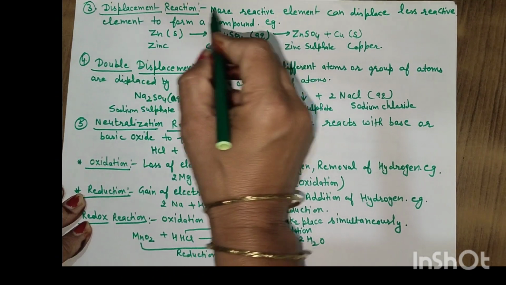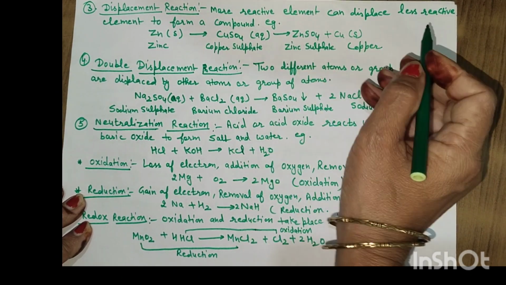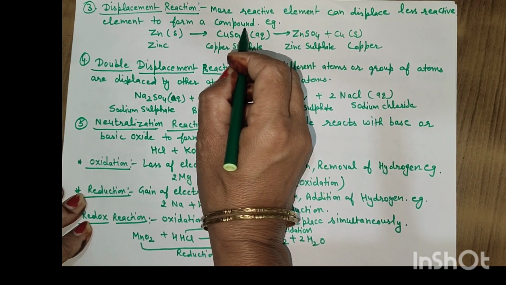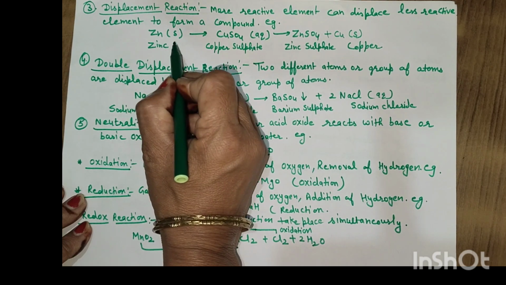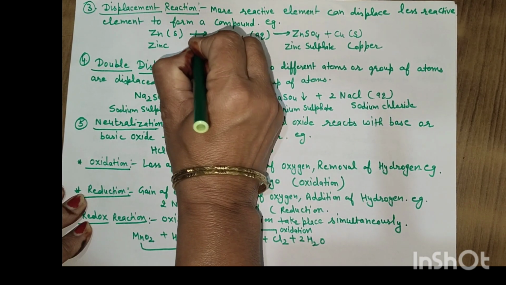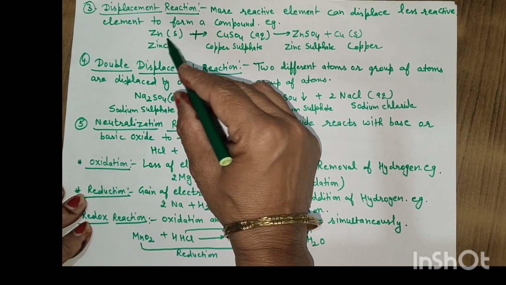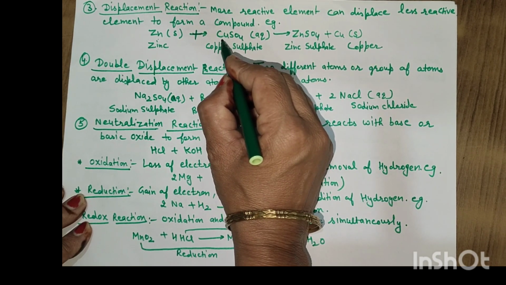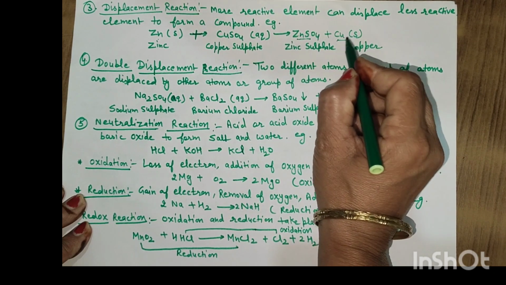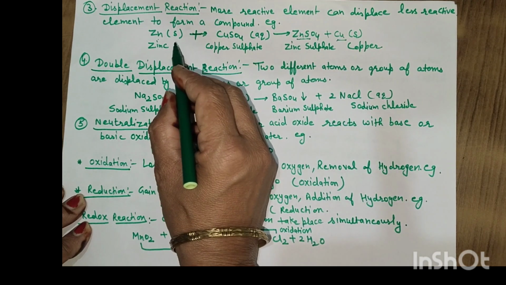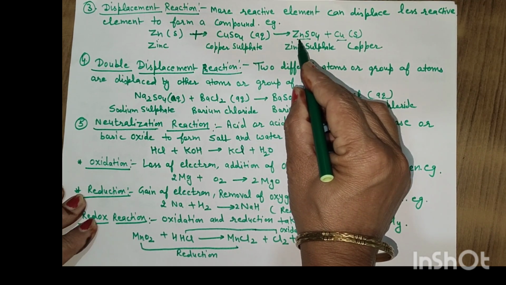Displacement reaction. In this type of reaction, a more reactive element can displace a less reactive element to form a compound. For example, zinc. When we take the example of zinc and it combines with CuSO4, then zinc, a highly reactive element, displaces the copper and forms zinc sulfate, and copper is released from here. This is called displacement reaction. Here copper is displaced by the zinc.